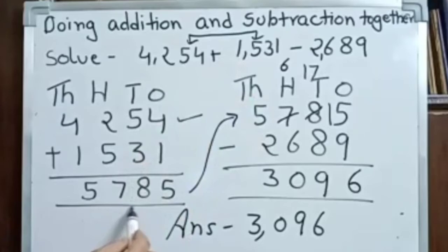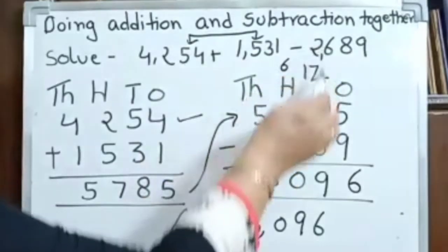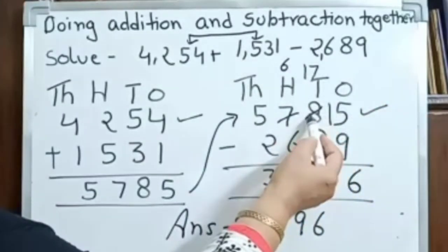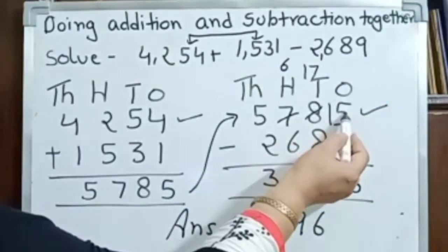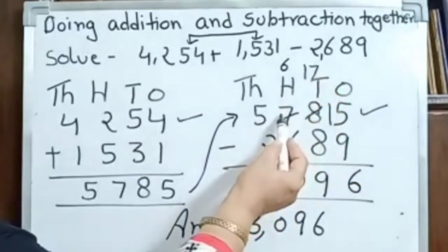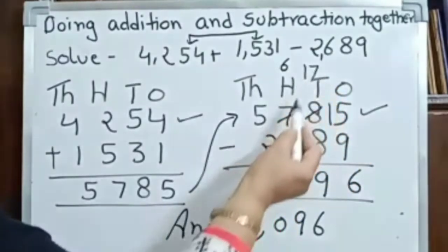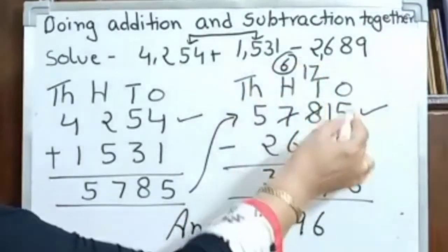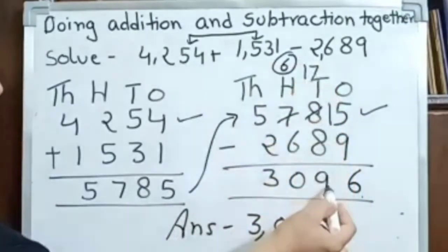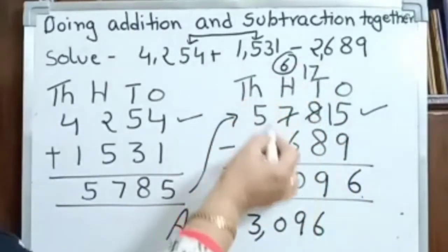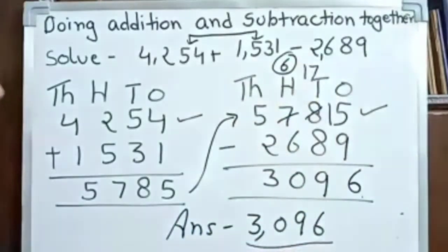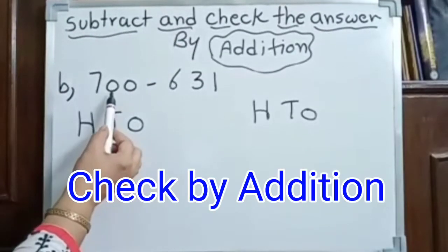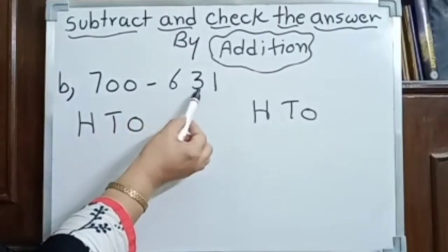Again, first we have to add the numbers. Then whatever answer is coming, take that answer here. Then minus this number. If the upper number is smaller, then borrow one number from the next place. 15, then here we have 7. Then borrow one from here, 17. Here 7 minus 1, 6. Then 5. So 15 minus 9, 17 minus 8, 6 minus 6, 5 minus 2. The answer is 3096. We have the next example, 700 minus 631.